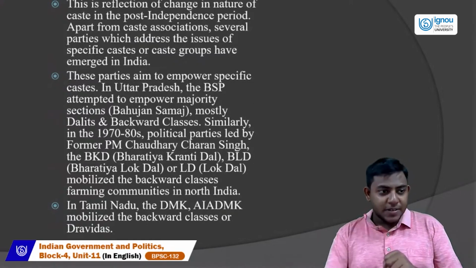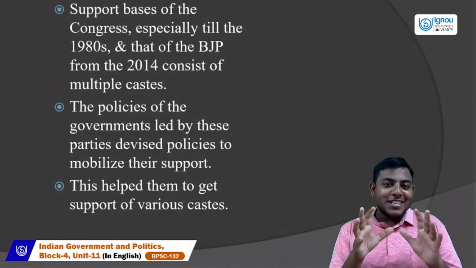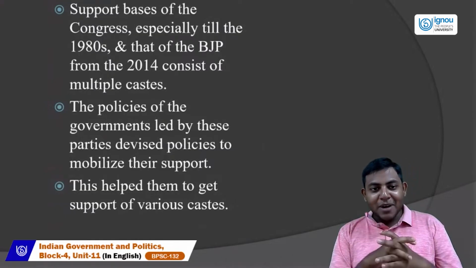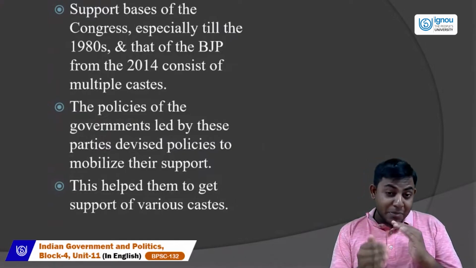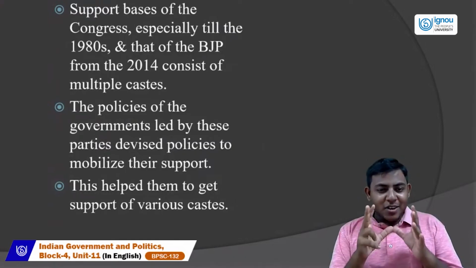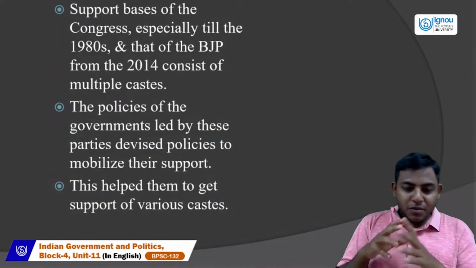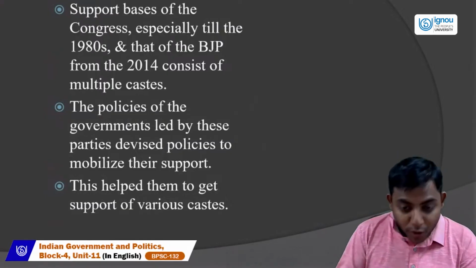So support bases of the Congress, especially till the 1980s, and that of the Bharatiya Janata Party from 2014, consist of multiple castes. So the governments led by these parties devised policies to mobilize their support, and this helped them to get the support of various groups.